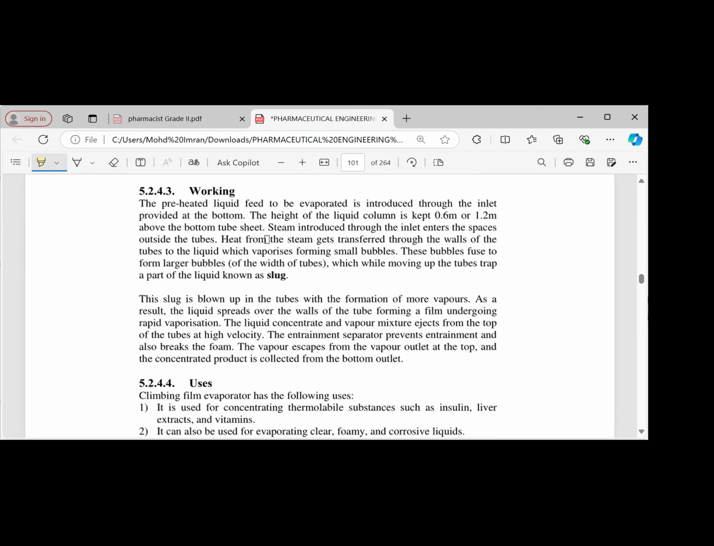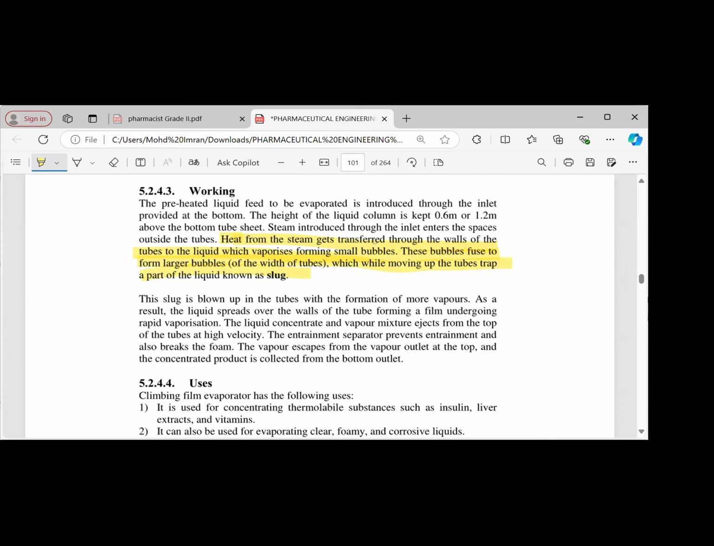Look, heat from the steam jacket is transferred to the walls of the tubes. Liquid which vaporizes forms small bubbles. These bubbles fuse to form large bubbles, which, while moving up the tube, entrap the slug of liquid. Same as what you read in the principle, it is here again.